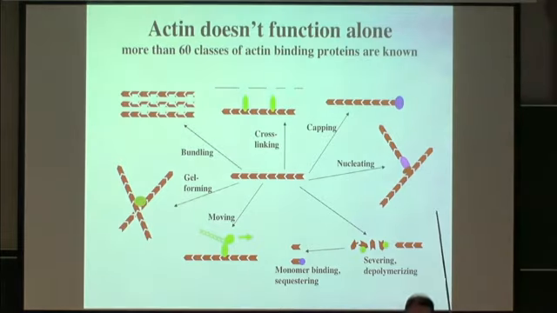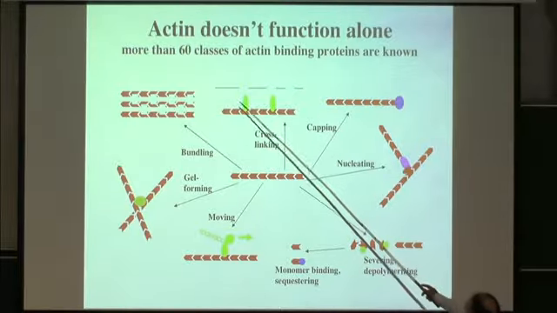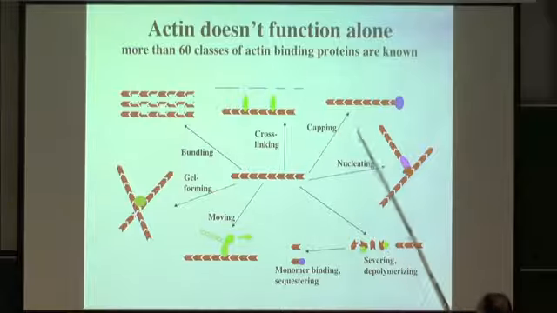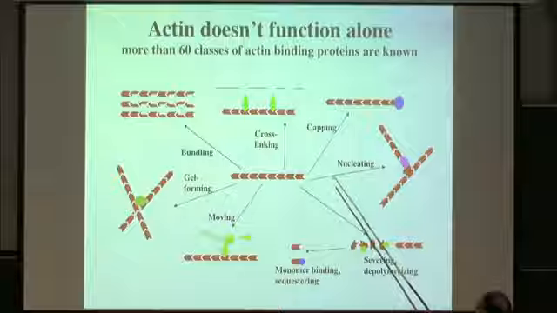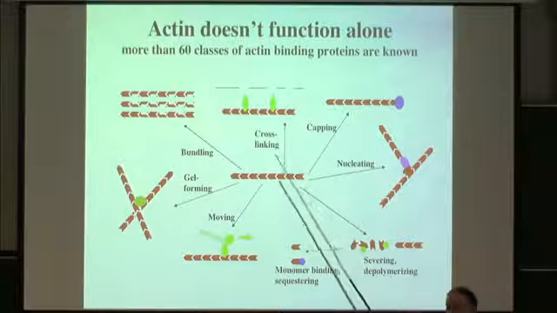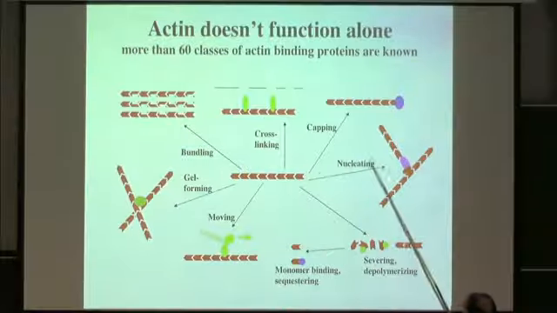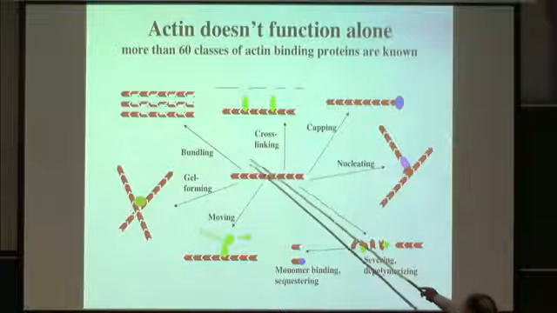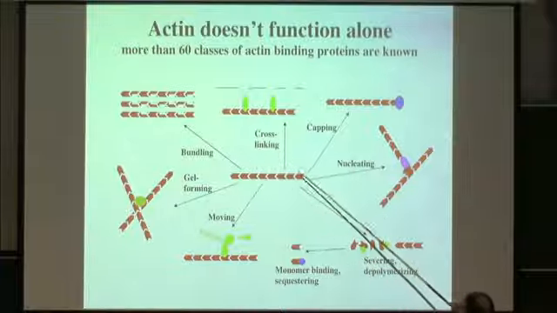Now, first I should make a very brief review of numerous proteins that orchestrate the assembly of all these structures. There are at least 60 classes of actin binding proteins, which means that there are about 500 types of individual proteins. Among them, of course, many different types of cross-linkers.